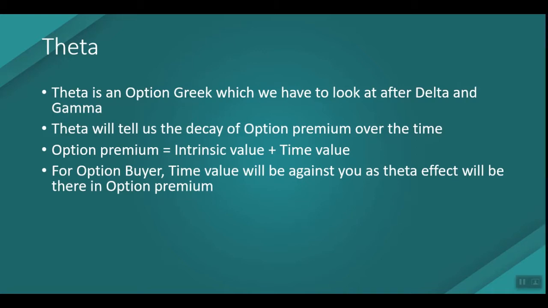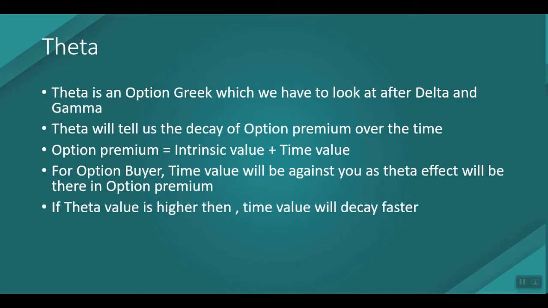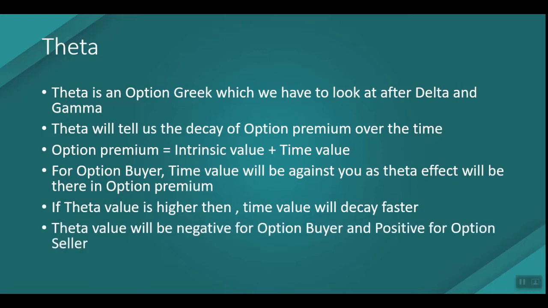If you're an option buyer, you have to lose the time value, and only the intrinsic value you can earn. If the stock is not moving violently, or not moving in a good directional way, then the time value will act against you. If the theta value is higher, then the time value will decay faster. Theta value will be negative for an option buyer because you are going to lose the money, and positive for an option seller as they are going to earn that time value as they have sold.